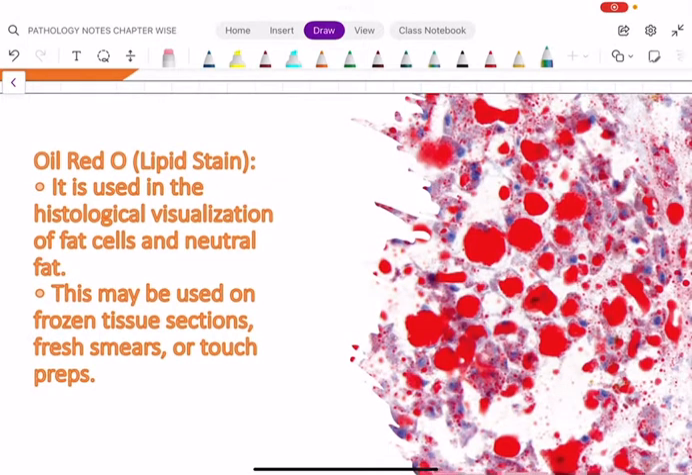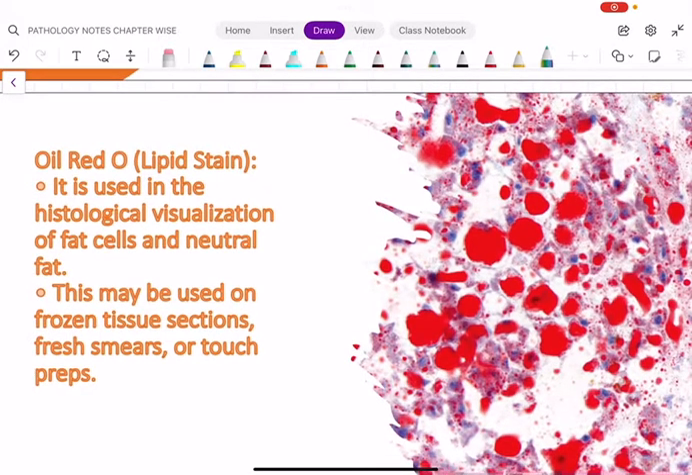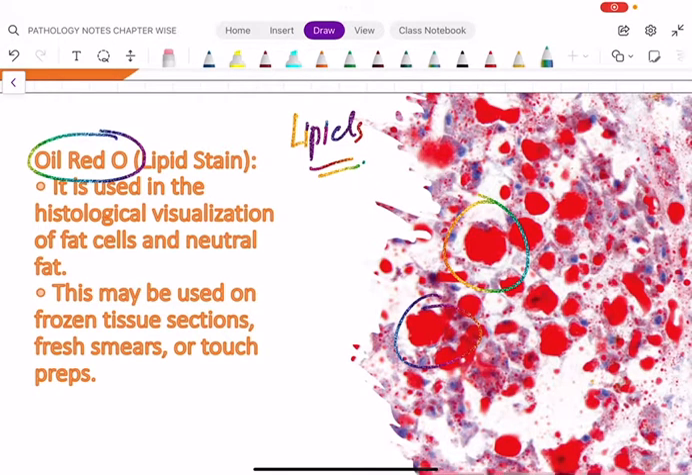See the first stain. It is a stain for lipids, and the name of the stain is oil red O. That means this stain is going to color the oil or the fat as red color. As you can see in this picture, you can see the red color structures. For fat cells and neutral fats, we will use this stain.